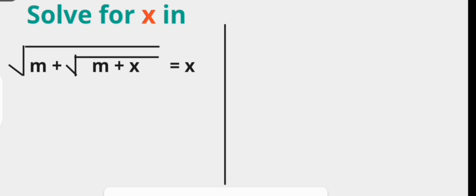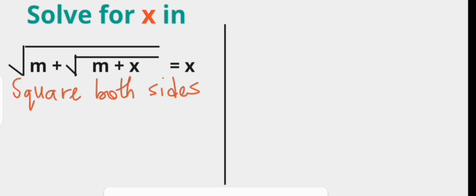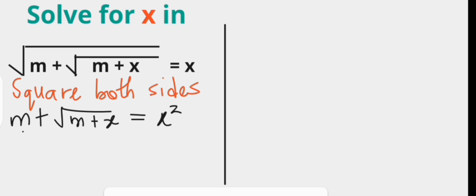So the first step we take is to square both sides. That is, the square of the left-hand side, we cancel the square root, the big one, such that we are going to be left with m plus the square root of m plus x on the left-hand side, and on the right-hand side, we are going to have x squared. Let us rearrange this such that we have the square root of m plus x on the left-hand side, and on the right-hand side, it is x squared minus m.